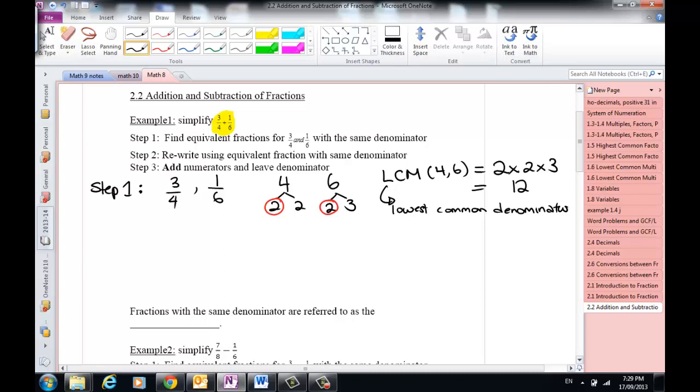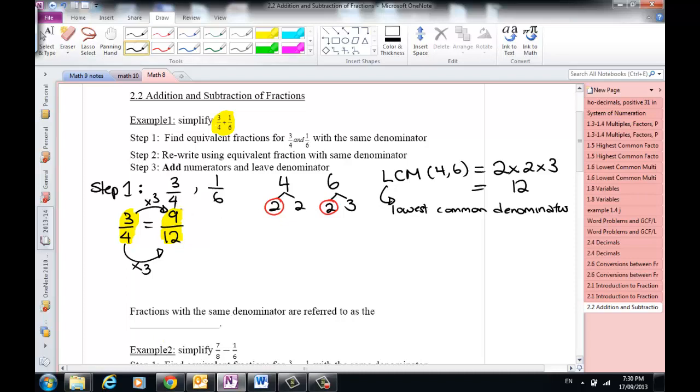Now, with that, we want to rewrite 3/4 using the denominator of 12. So how do I go from 4 to 12? I multiply by 3. So I'm going to do the same thing with the top one. So 3 multiplied by 3 is 9. So I now can replace 3/4 with 9/12.